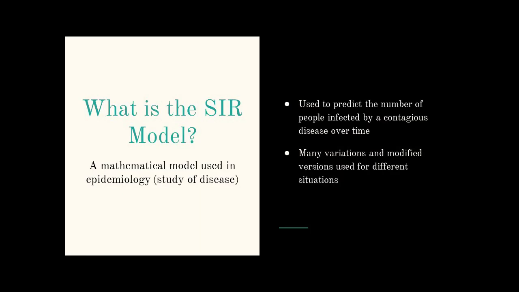So, what is the SIR model? It's a mathematical model originally used to study the spread of disease. Using information about a disease and a population of people, it predicts the number of people infected over time. There are many variations on this model, and while the model has its roots in epidemiology, it can be used in any kind of process that occurs over time. For example, the spread of information, a computer virus, or the reaction from a crowd.